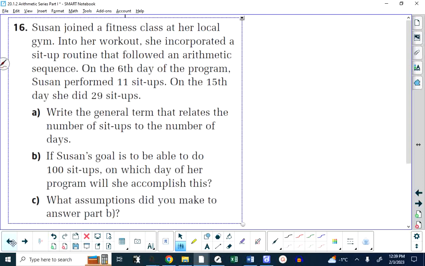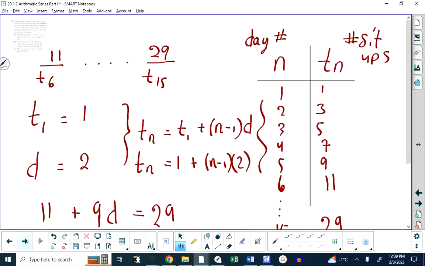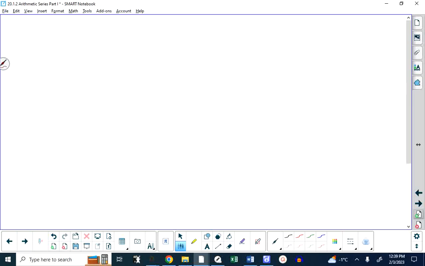Well, first of all, she's not going to actually do 100 sit-ups on any particular day, because these numbers are all odd. On one day she'll do 99, and on one day she'll do 101. So what we're really saying is, the only way she can do 100 is if she does at least 100. I'm going to take this formula for Tn, which is 1 plus n minus 1 times 2, and I am going to simplify this.